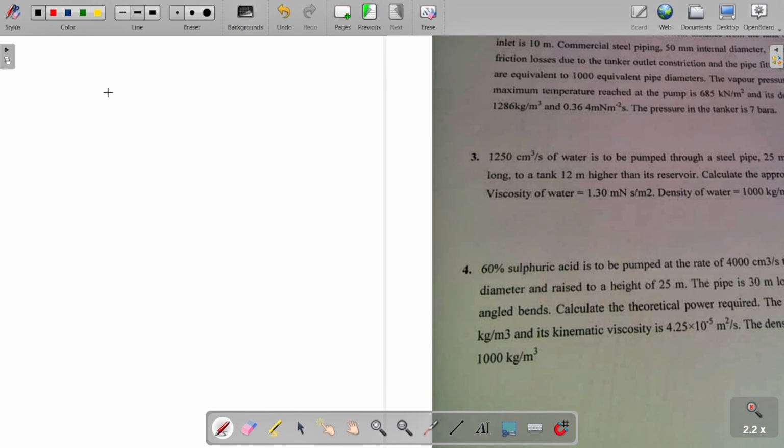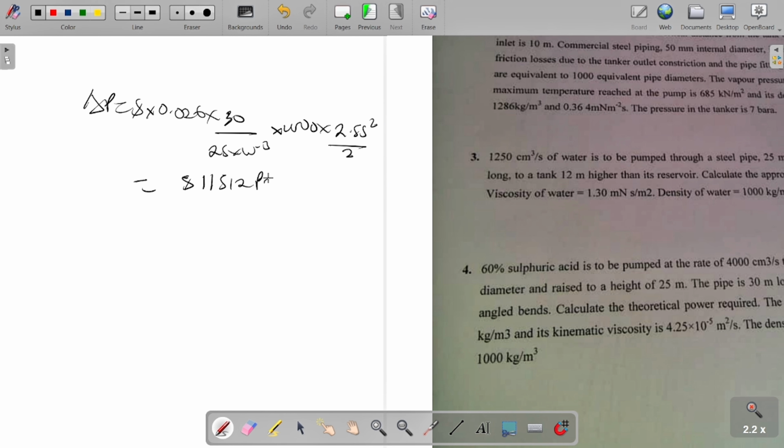So over here, the pressure drop becomes 8f, right? So f is 0.026 times the length, which from the question was given as 30, divided by the diameter, 25 times 10 to the power minus 3. Then we multiply this by the density times V squared, which is 2.55 divided by 2. So this gives me a pressure drop of 811,512 Pascal. This is the pressure drop due to friction.